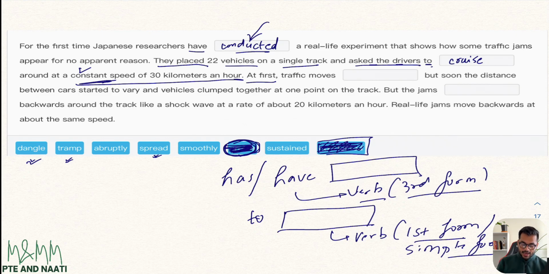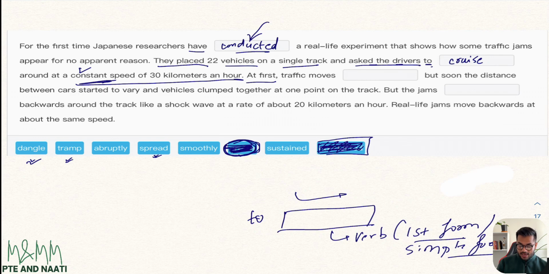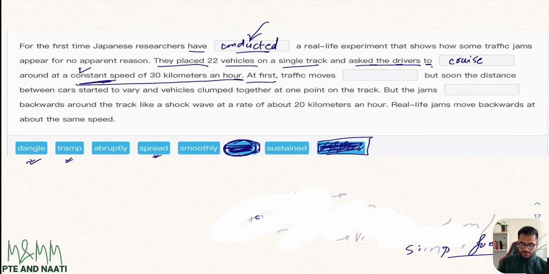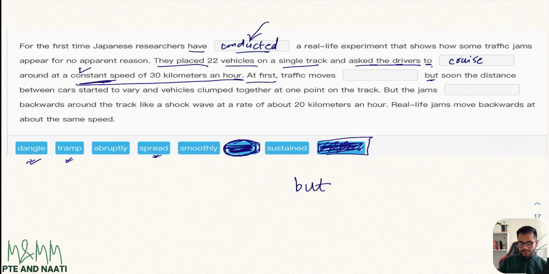Next one is, at first the traffic moves dash, but soon the distance between cars started to vary and vehicles clumped together at one point on the track. So I've got the word but over here. But is a connector, which means it is connecting two opposite kinds of sentences. So something, but something different.